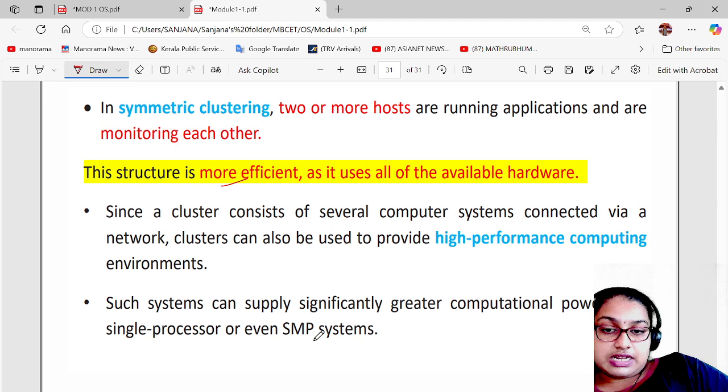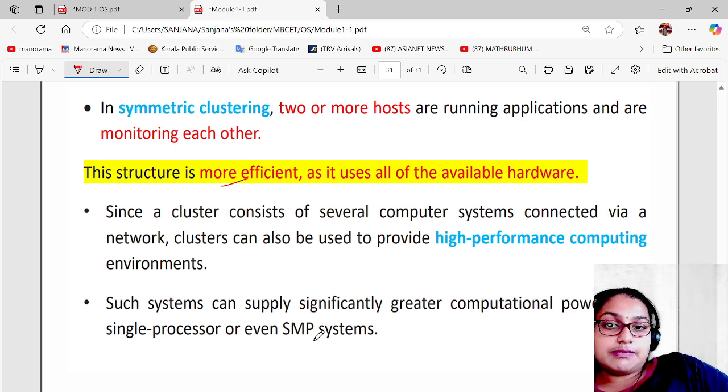Since a cluster consists of several computer systems, inside a cluster there will be many computer systems connected via network. That is why we say these clusters can also provide a high performance computing environment. Such systems can supply significantly more computational power than a single processor system or a symmetric multiprocessor system. So this structure, symmetric clustering mode, is much better. That is what it is meant to say.